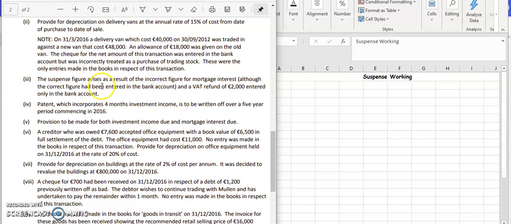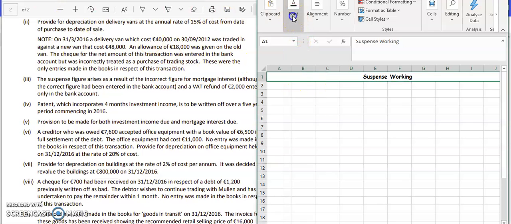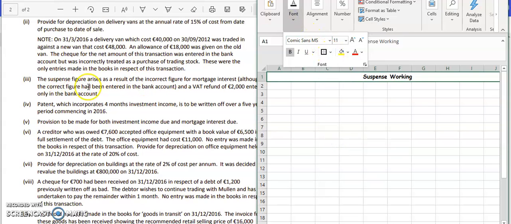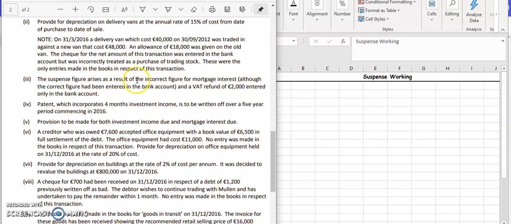Okay, so let's have a look at the suspense adjustment for sole traders. And we're going to be using the 2017 M.Mullen to help us with this. So it's telling us in the question that the suspense figure arises as a result of the incorrect figure for mortgage interest. So we're going to have to recalculate to find out what is the correct figure. And it's telling us although the correct figure has been entered in the bank account, so the bank is correct.